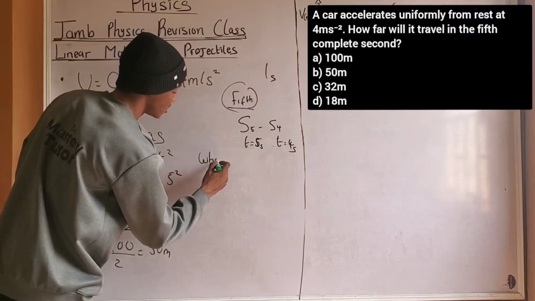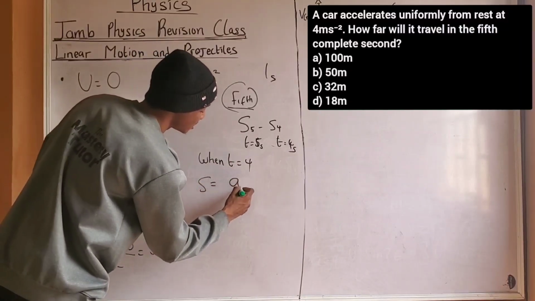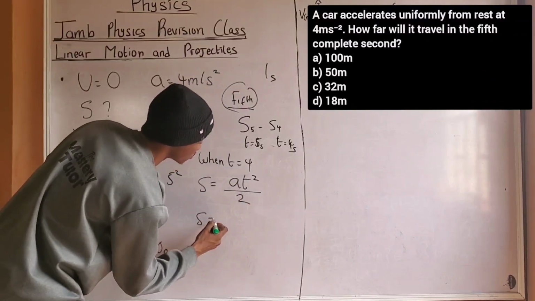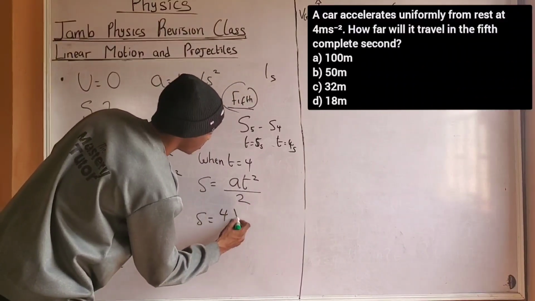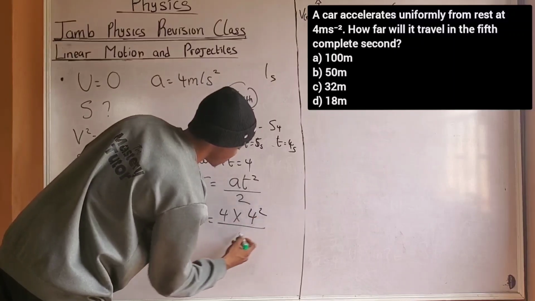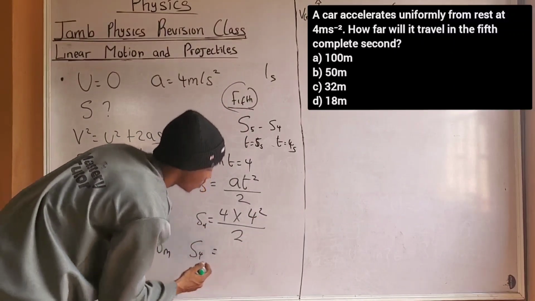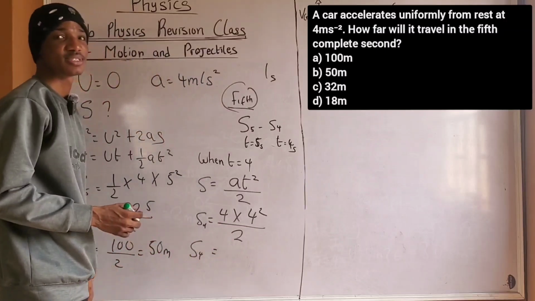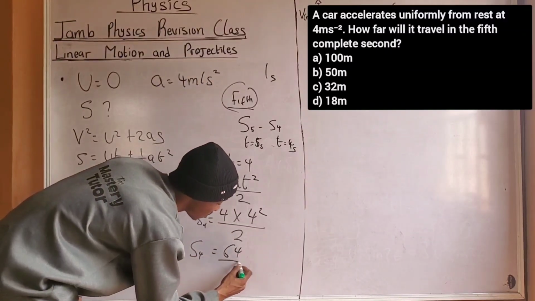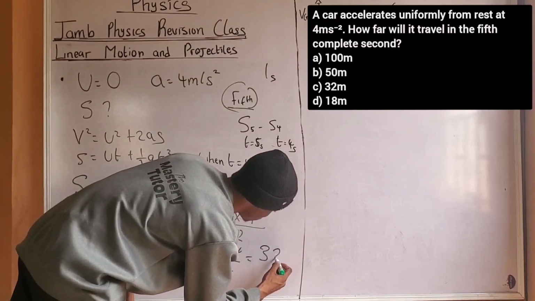When t equals 4, I'm going to have S equals at squared all over 2. S equals 4 multiplied by t squared, that is 4 squared, right? All over 2. S4 is equal to, now 4 squared is 16. 16 times 4 is 64, right? So I'm going to have 64 all over 2. That is what? 32 meters.